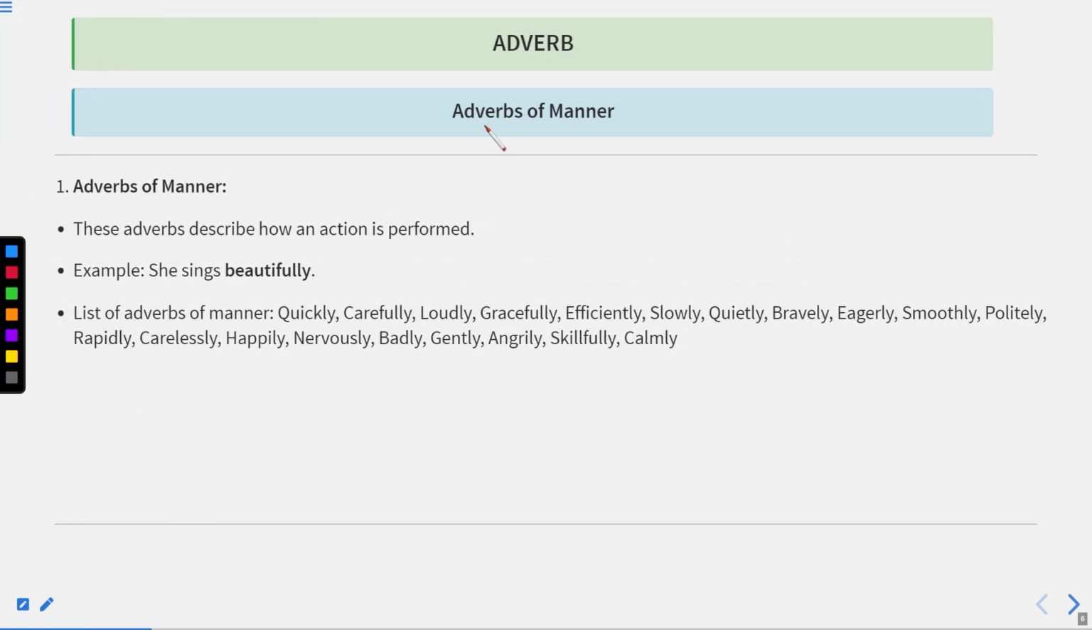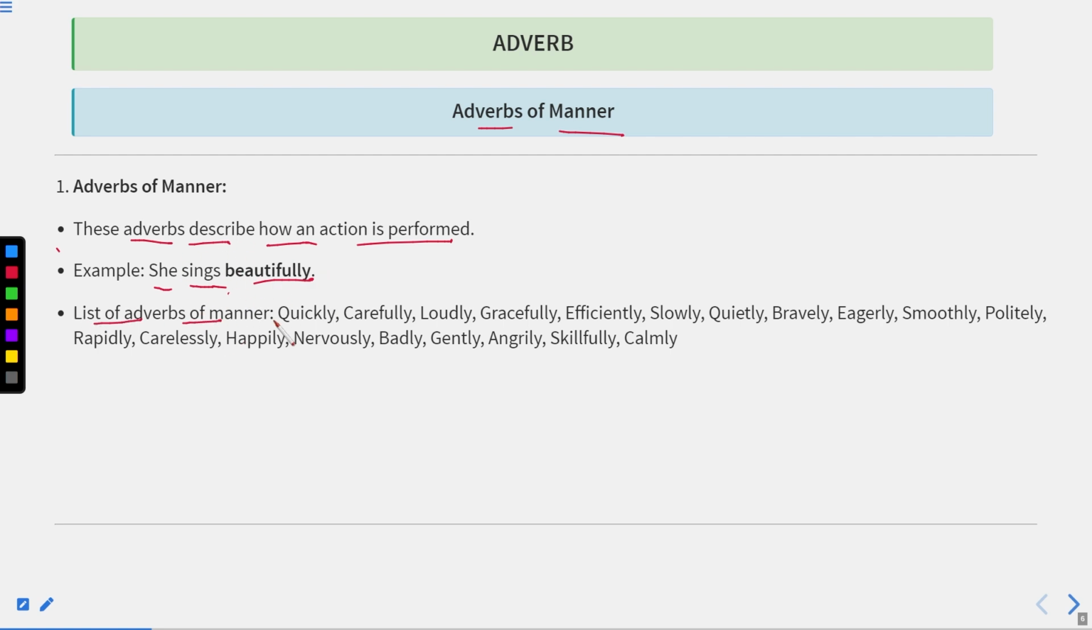Here we'll first of all elaborate adverbs of manner. So first of all, we'll discuss what is adverb of manner. Adverbs of manner describe how an action is performed. It means how that action takes place. It is described by this adverb of manner. Example, she sings beautifully. So how does she sing? She sings beautifully. So beautifully is an adverb of manner which is describing the way of her singing, or the way she's performing the action.